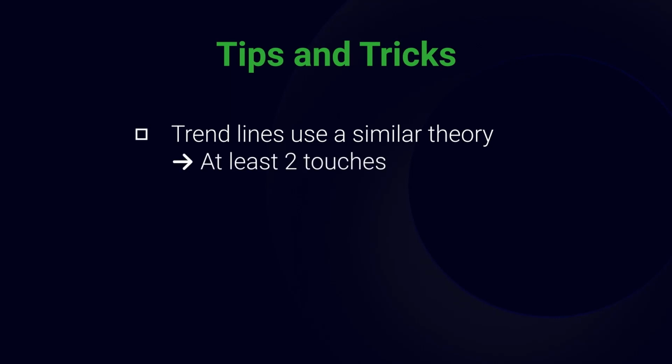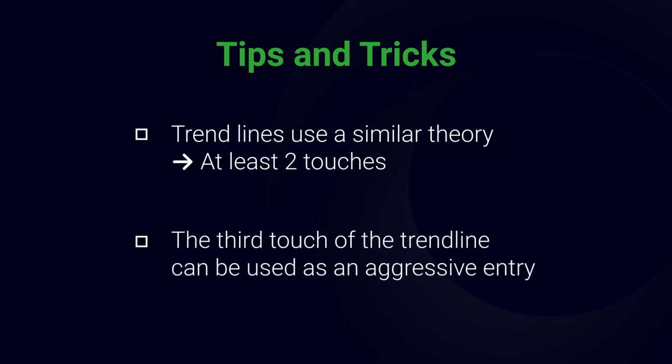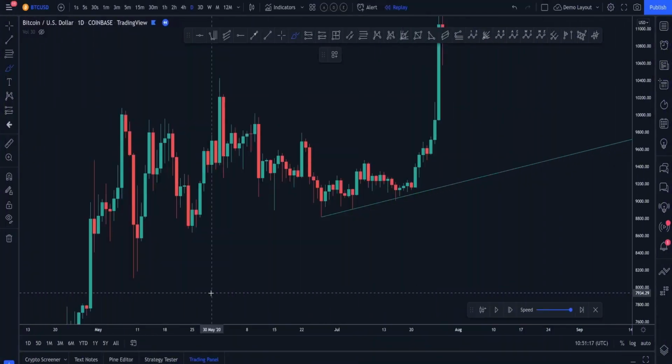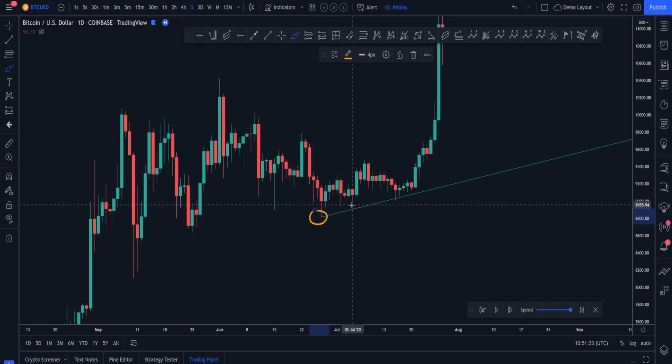Trend lines use a similar theory to support and resistance areas, where at least 2 touches are required to have a valid trend line. The third touch of the trend line can be used as an aggressive entry. Now let's go over a practical example. Here I have drawn a trend line using these 2 pivots, and I can use the third pivot as an aggressive long entry, with the invalidation being the loss of this trend line and flipping it to resistance, thus giving me a nice possible risk-reward ratio.